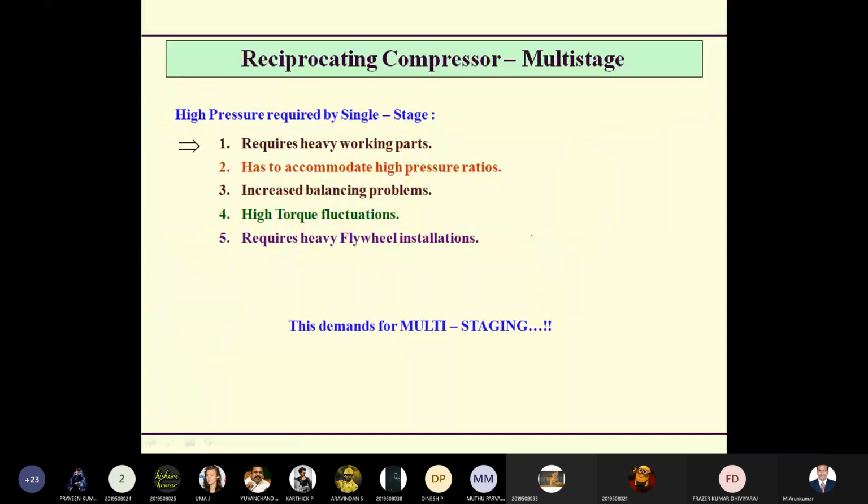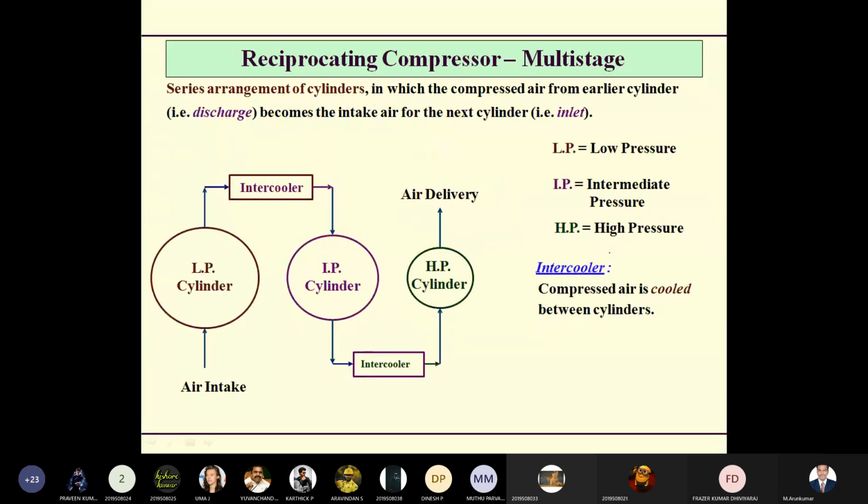Then we have the reciprocating compressor, multi-stage. From the regenerative Brayton cycle itself, we are noticing this multi-stage compression. High pressure by a single stage has disadvantages. So single stage compressors require heavy working parts, since they have to accommodate the high pressure ratios. They also increase balancing problems, cause high torque fluctuations, and require a heavy flywheel. So these are the disadvantages of the single stage, and this will demand the multi-stage. For that we have the multi-stage reciprocating compressor.